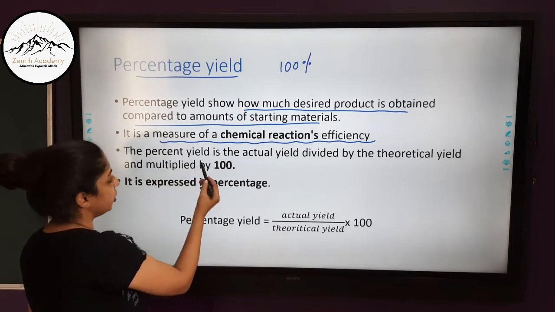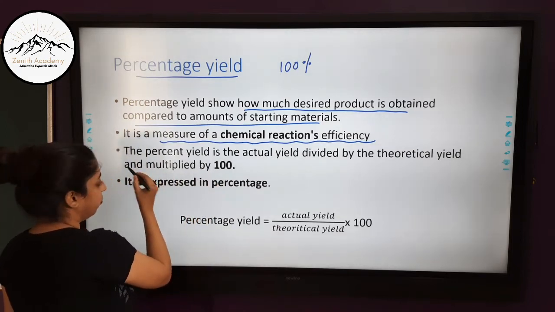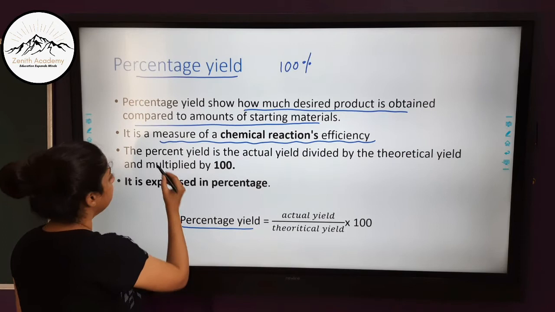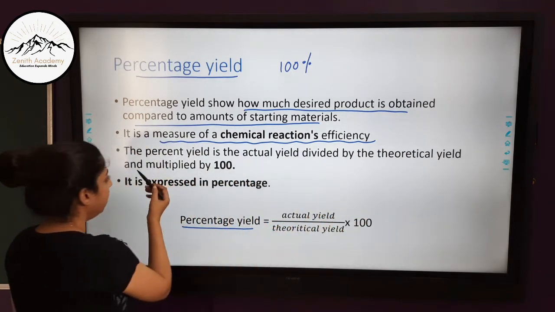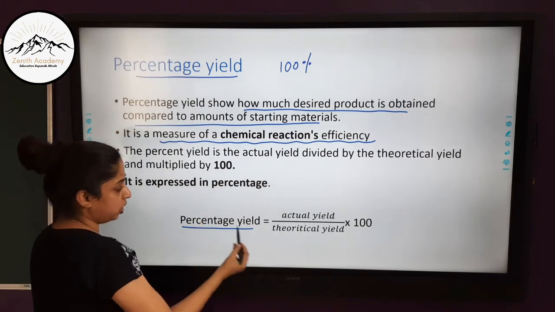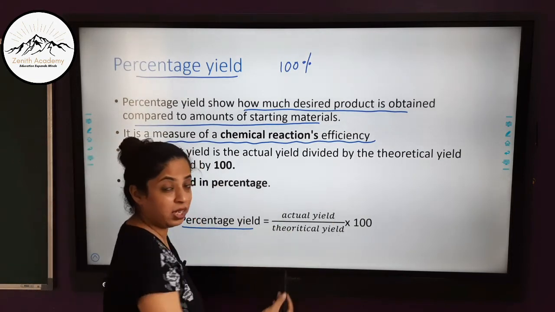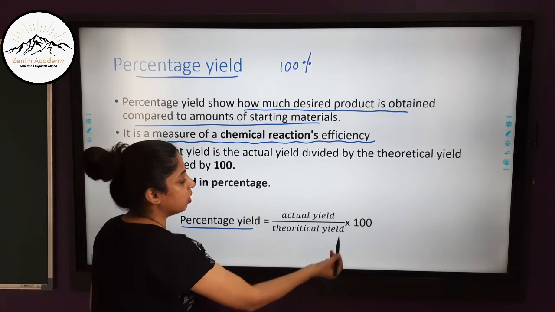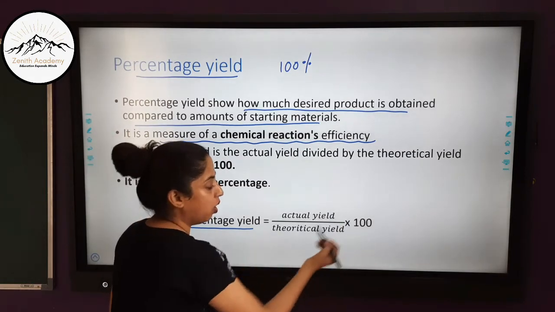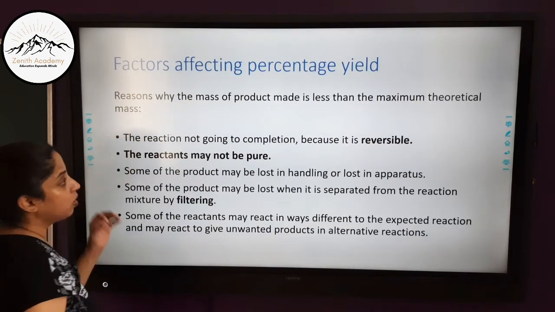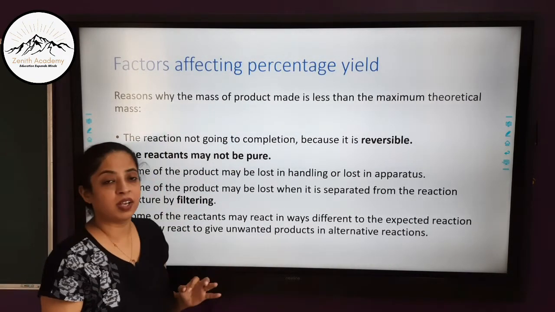This is the formula for how we find percentage yield. Percentage yield is the actual yield divided by the theoretical yield, multiplied by 100. The actual yield is what we get by measuring, and the theoretical yield is what we get by calculating. Now let us see what are the factors that affect the percentage yield.